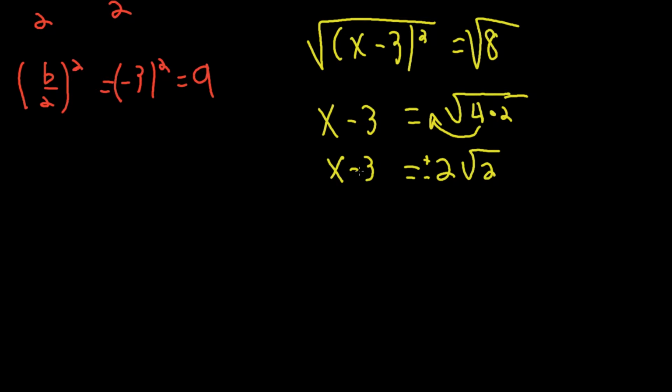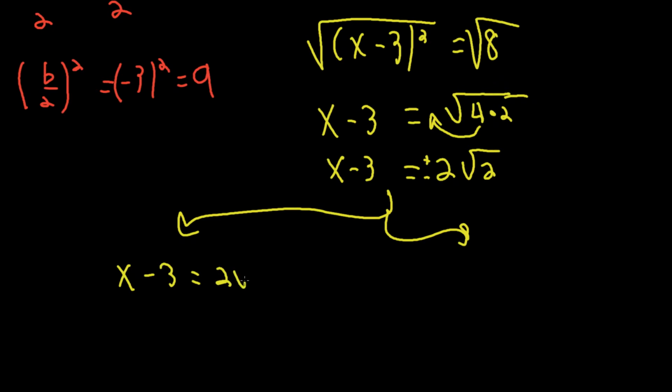Okay, so now what I have to do is, since it's plus 2 square root of 2, or minus 2 square root of 2, I have to account for both of that. So I'm going to do the following. On one side, I'm going to do x minus 3 equals 2 square root of 2. And over here, I'm going to do x minus 3 equals -2 square root of 2.